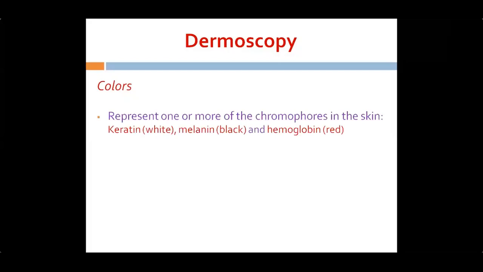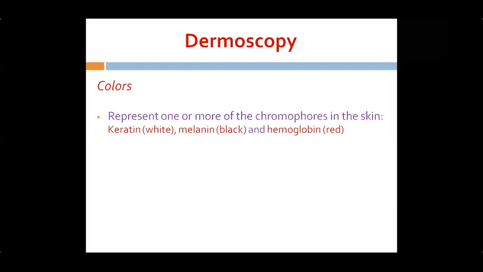So coming to the third and most important aspect of dermoscopy, that is colors. Dermoscopy is all about colors, and it is basically the color that determines the origin of tissue, the origin of the structures from a particular tissue. So the colors seen in dermoscopy represent one or more of the basic chromophores in the skin, that is keratin that imparts white color, melanin that normally imparts black color, and hemoglobin that imparts red color.